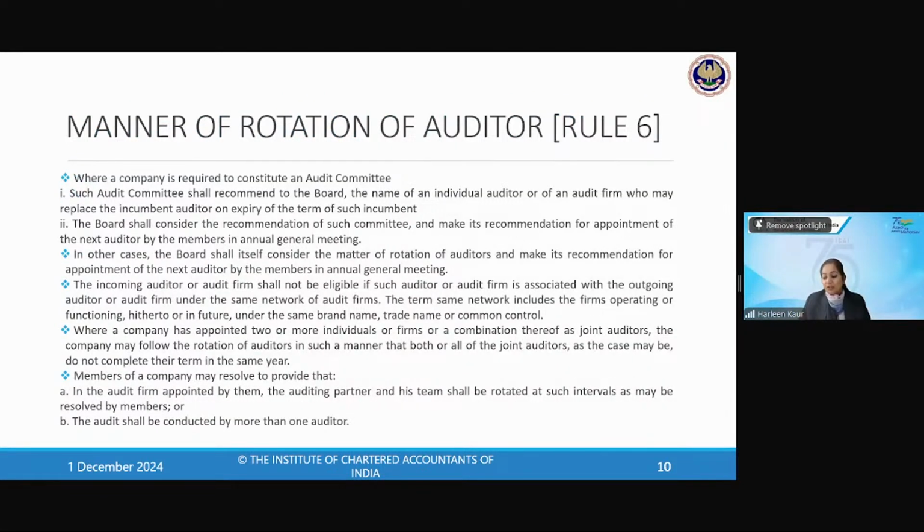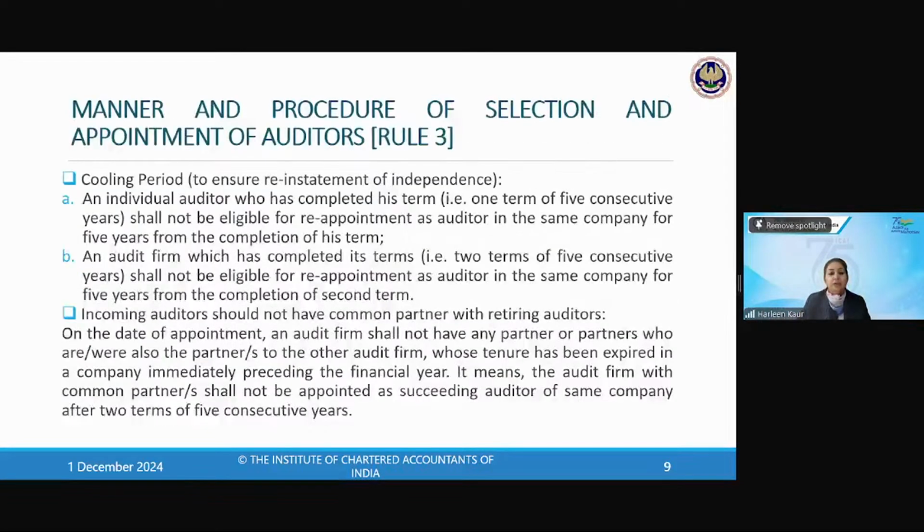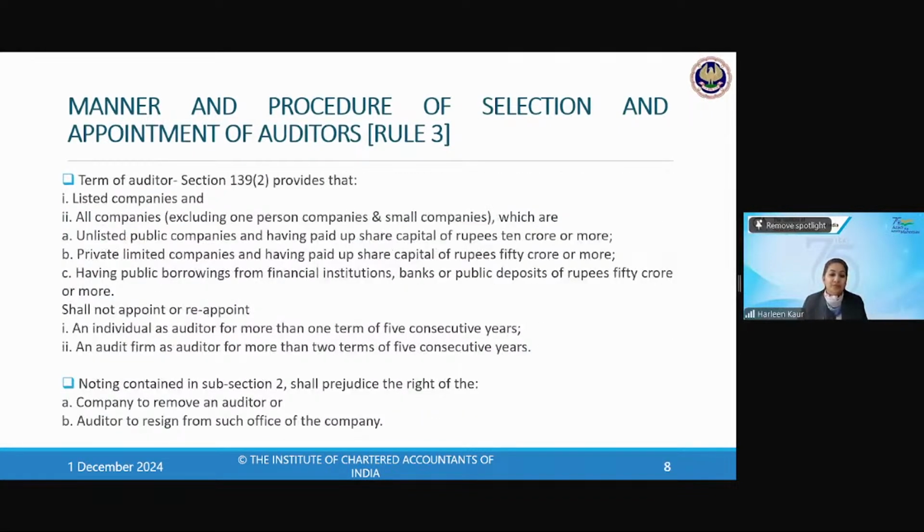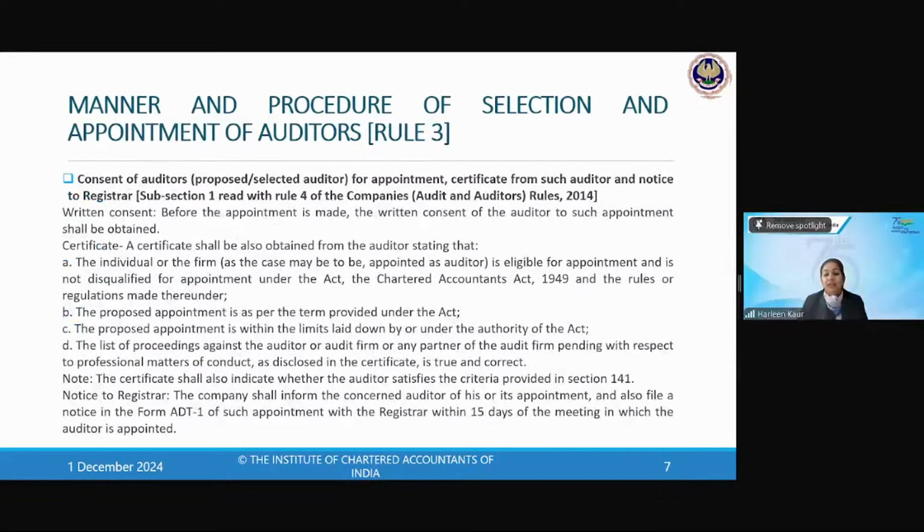So my first question of test to the class is, in which form, which is the form number that we have to submit by the company for the appointment of the auditor? What is the name of the form that we need to submit when you're appointing the auditor? Is it ADT 3, 4, 5 or ADT 1?